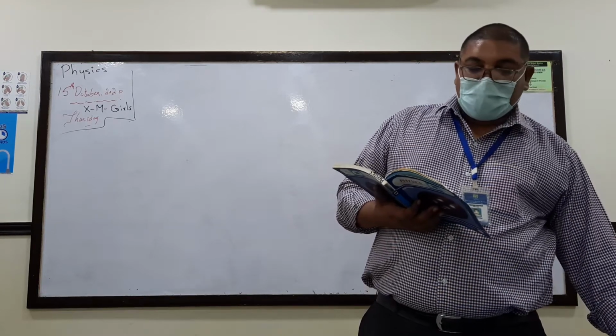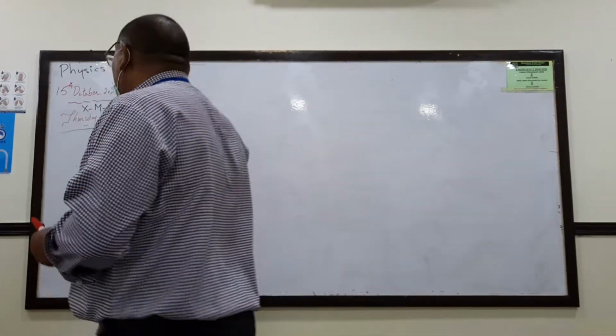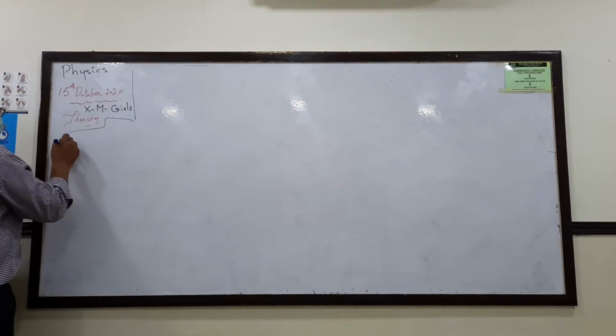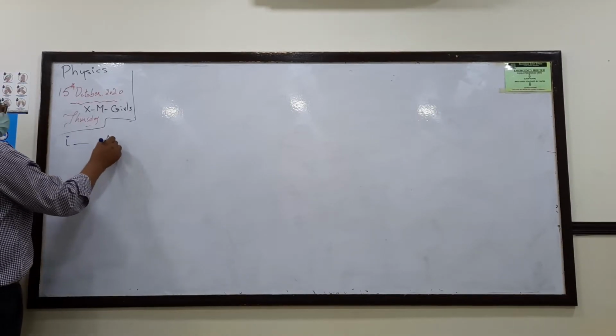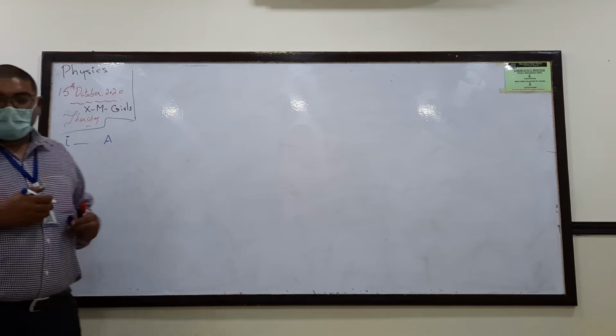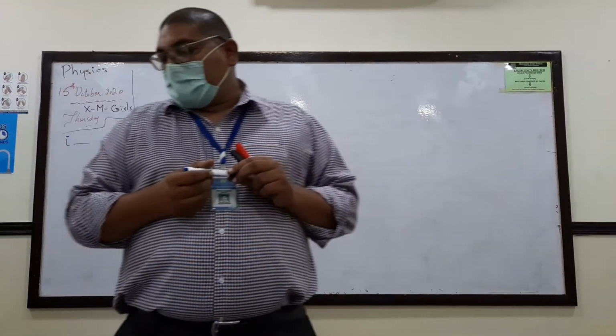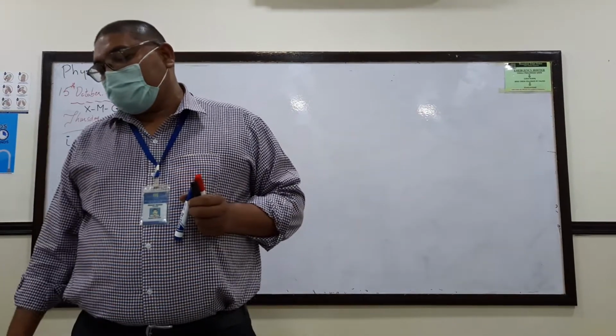So for question number 1, the most famous example is the simple pendulum. So for question number 1, the choice is A. You understand? Okay, what's the next one?